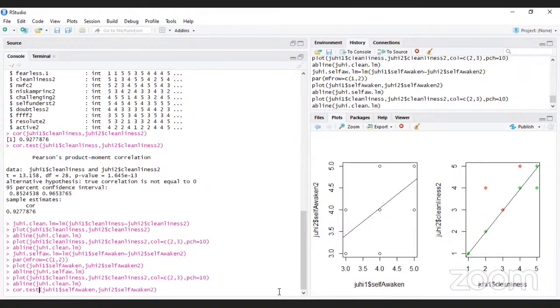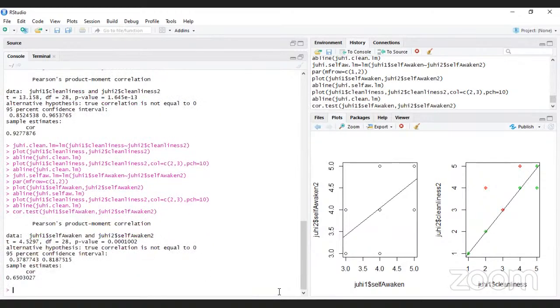So cor.test is the function. The first set of data is self-awakening, and the second set of data is self-awakening. So I find the correlation is 0.65. Again, that is significant. Okay. Is it clear to all of you? Yes, sir. Yes, sir.